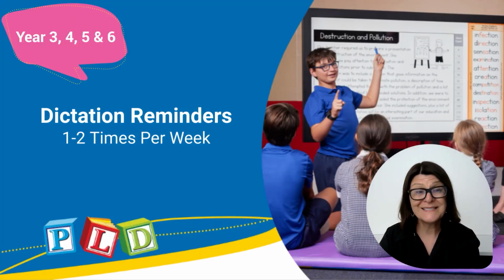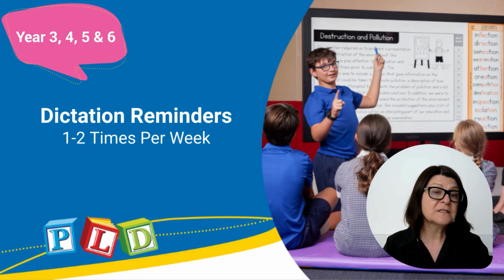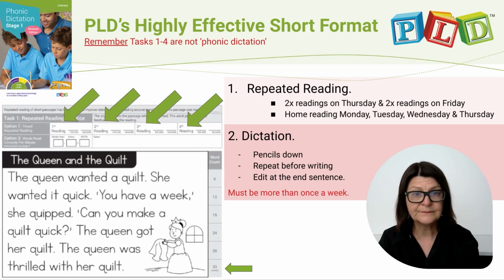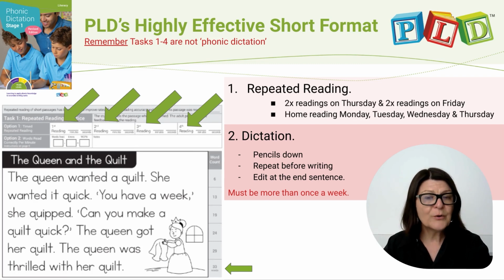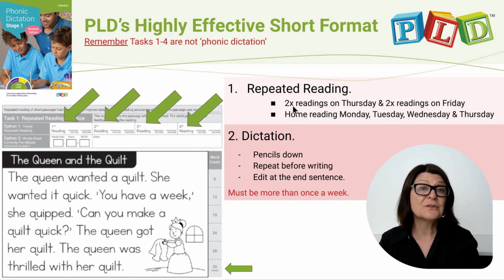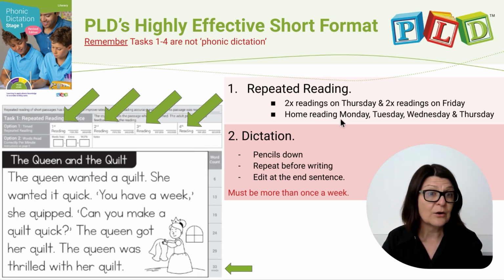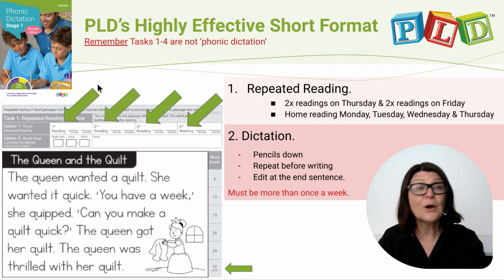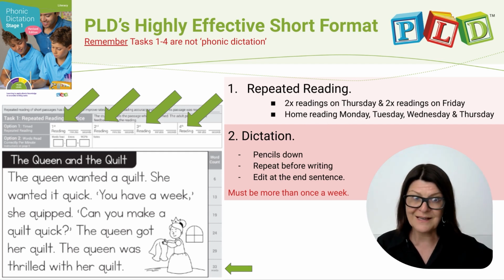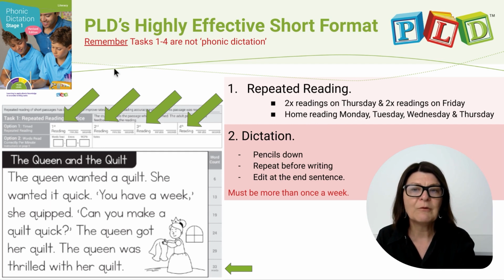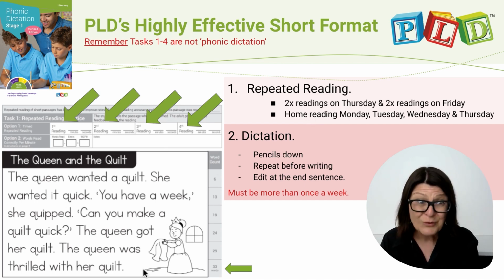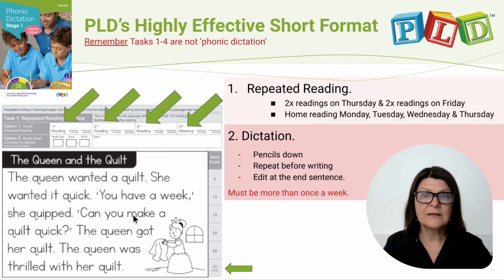A reminder on the dictation at least once to twice a week. If students are operating in stages 1 or 2, there are 2 readings on a Thursday and 2 readings on a Friday, or it can be engaged in that home process where home helps prepare the students for the Thursday and Friday rewriting by reading on a Monday, a Tuesday, a Wednesday and a Thursday. In that first reading, ideally there is decoding.